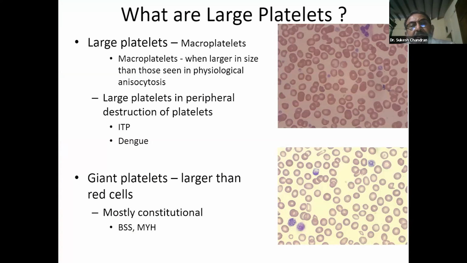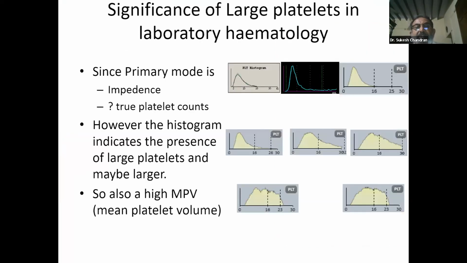So when you have large platelets, what's the issue with cell count? We know that many of the large platelets may not get counted because of impedance, especially in ITP and dengue. So you may probably not trust it. Giant platelets are different because giant platelets have a definition. Giant platelets are those platelets which are larger than a red cell, like you can see in the patient with Bernard-Soulier here, and they generally will be missed completely in the platelet count by the 3-part cell counter.